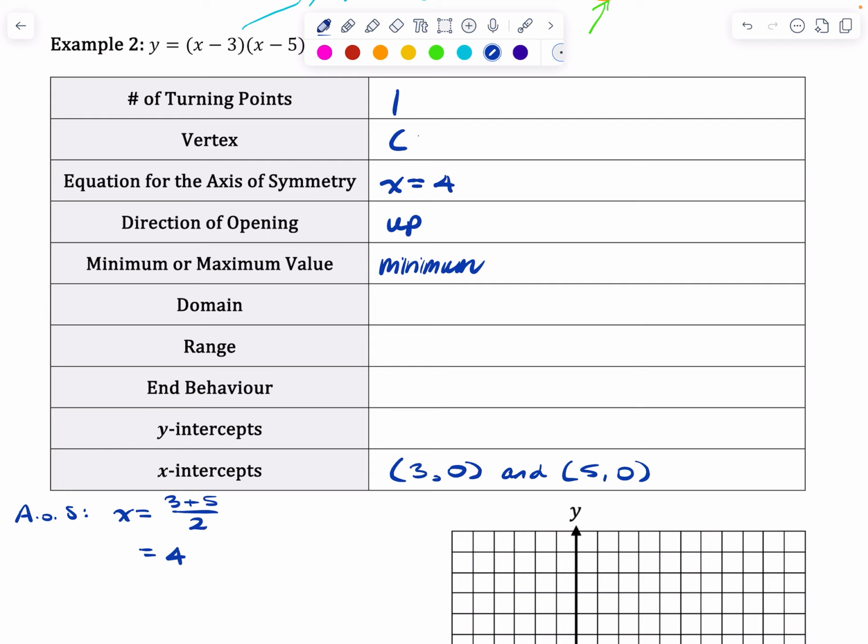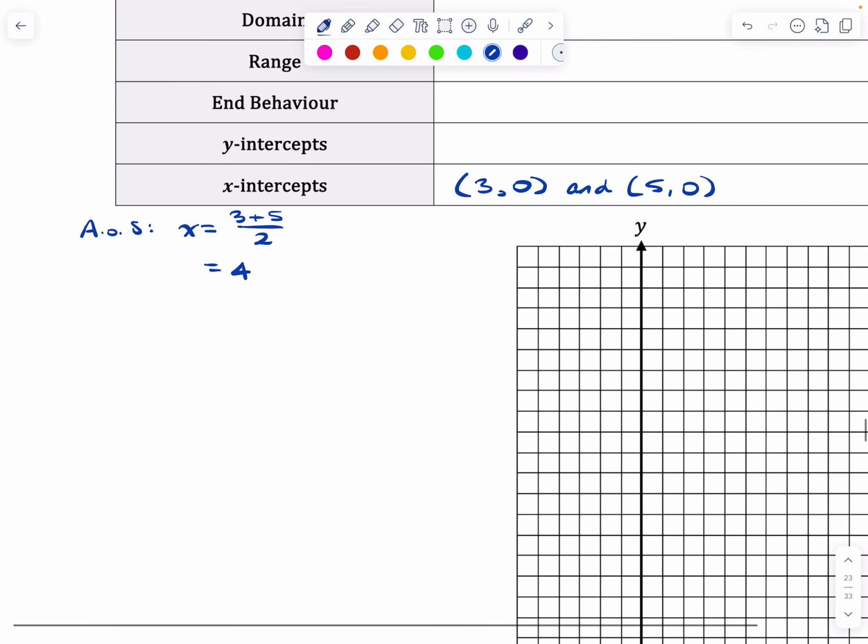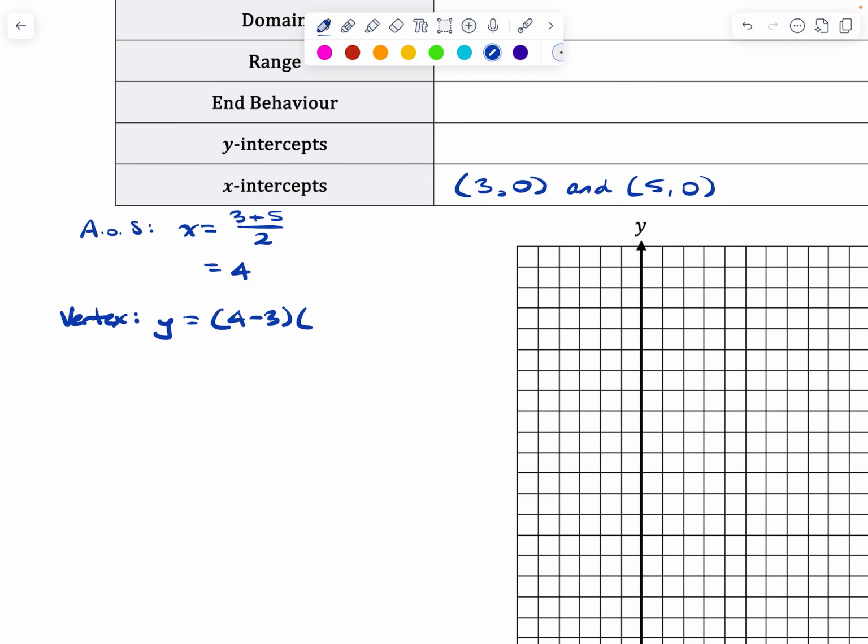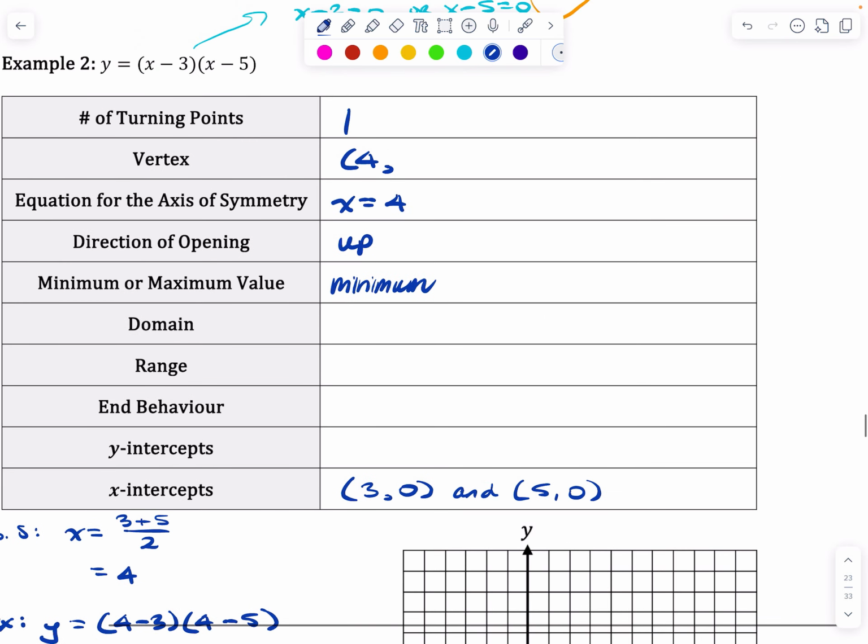We can get y of the vertex. We're just going to plug that 4 into the equation we're given. So y is equal to 4 minus 3 times 4 minus 5. That means y is equal to 1 times -1. y is equal to -1 overall. So the vertex has a y value of -1.